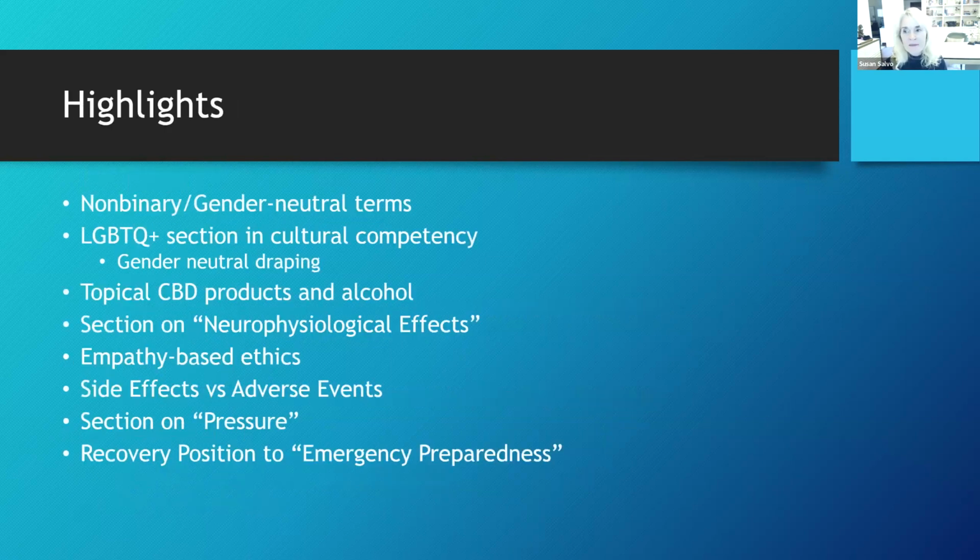So a couple of highlights of my textbooks: because of the inclusion principle, we went to non-binary gender neutral terms. So in the textbook, you will not see he and she, you will see they. I expanded the LGBTQ+ section in the cultural competency section. This is chapter 2. And in the body mechanics section, for draping, we use a gender neutral draping. So again, a very, very strong message of inclusivity.